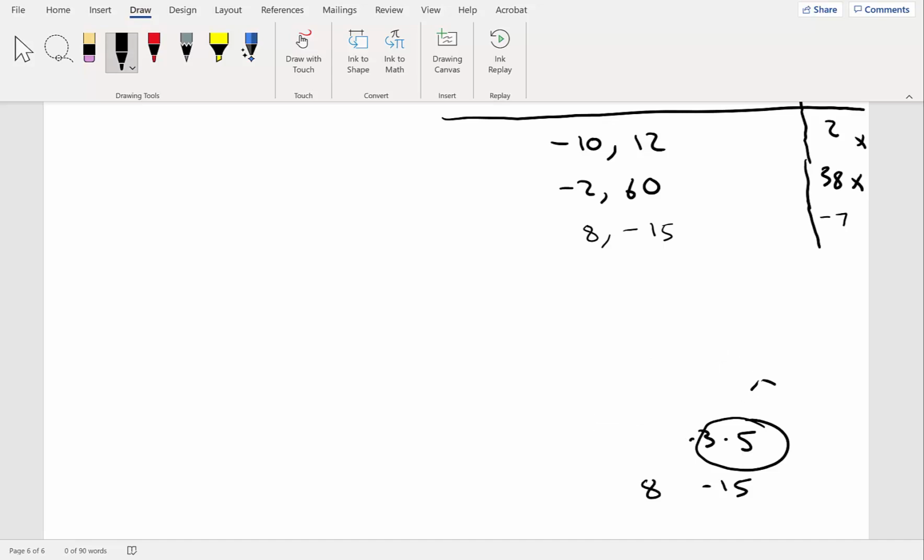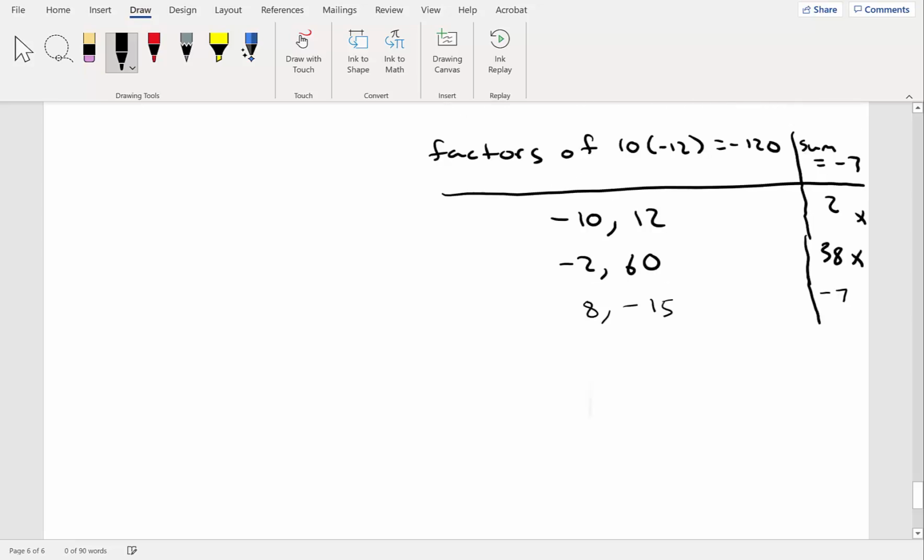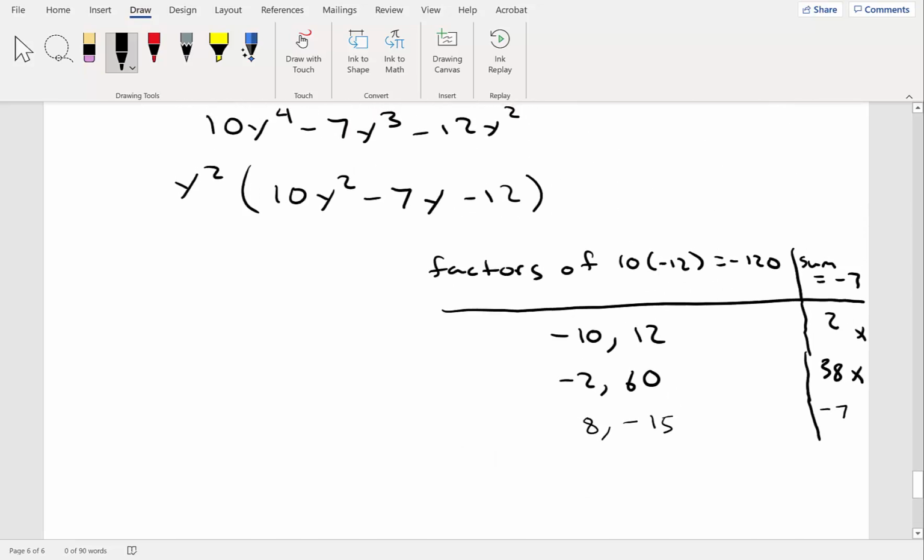So now let's go ahead and rewrite our middle term. So I'm going to rewrite this negative 7y. Now remember, keep in mind we're just working out what's inside the parentheses. So I have 10y squared. Now that negative 7y, I'm going to rewrite it as plus 8y minus 15y. And I have minus 12. Now it doesn't matter if you put the negative 15y first and then the positive 8y after that, you're still going to get the same result.